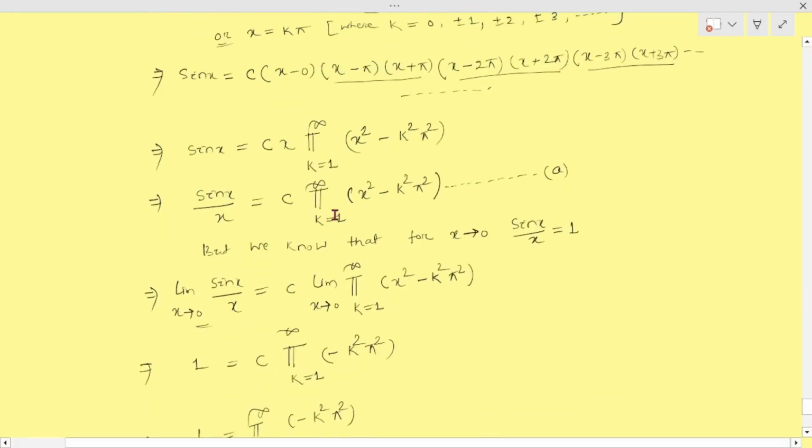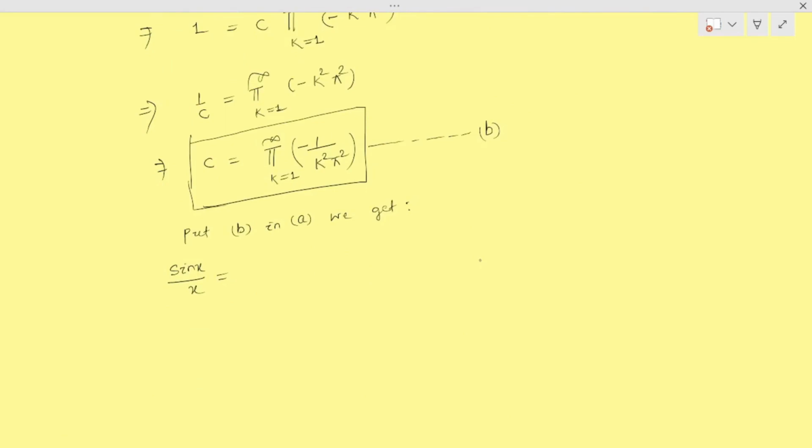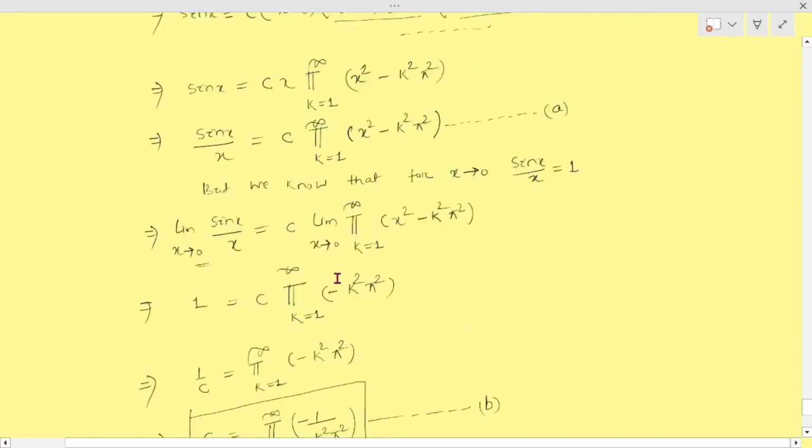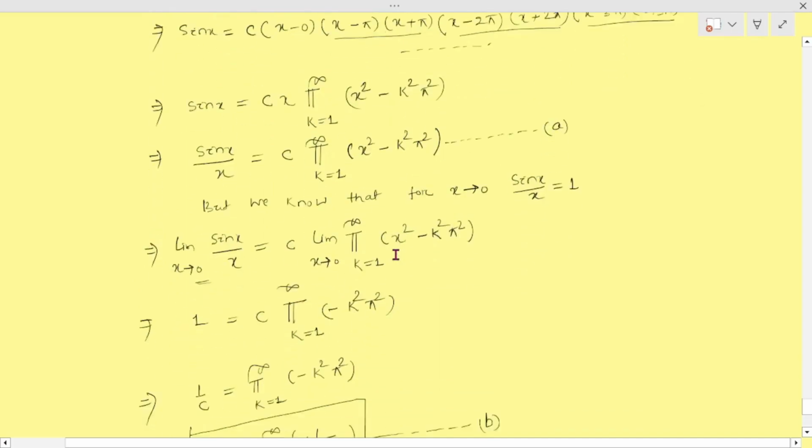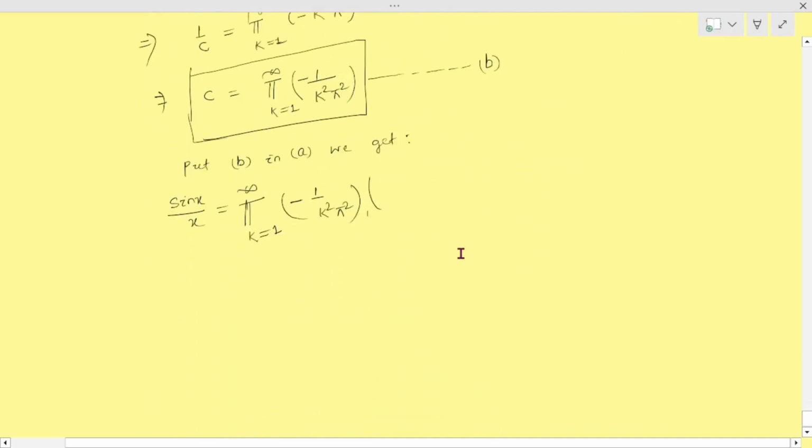Here both the summations are equal, so I can write the product summation, the infinite product or product summation, k equal to 1 to infinite, minus 1 by k square pi square whole into x square minus k square pi square, right? That implies sin x by x will be equal to the infinite product that starts from k equal to 1 to infinite.